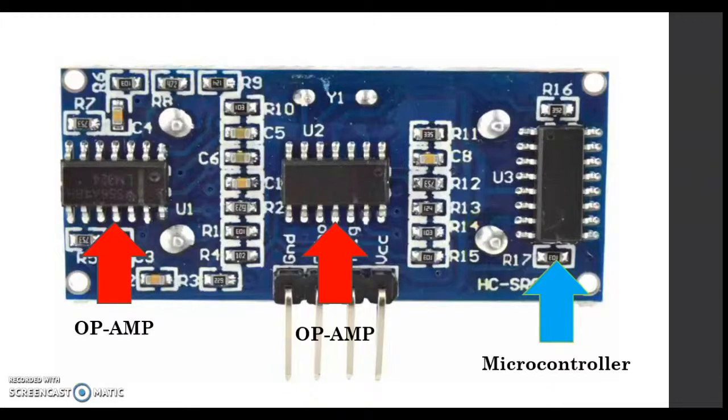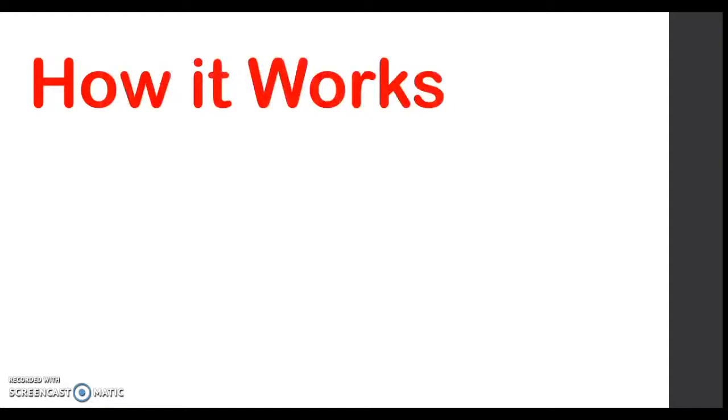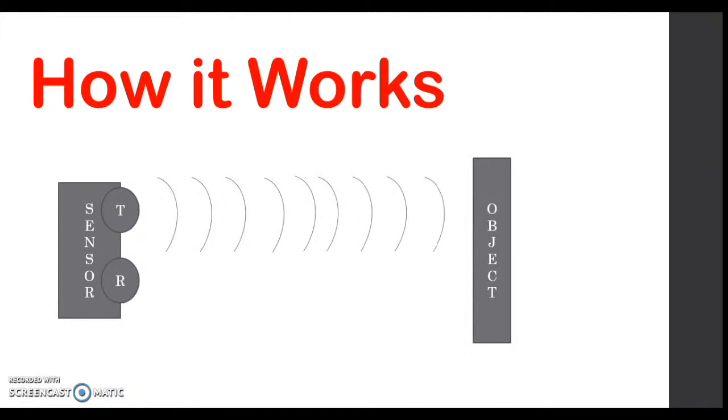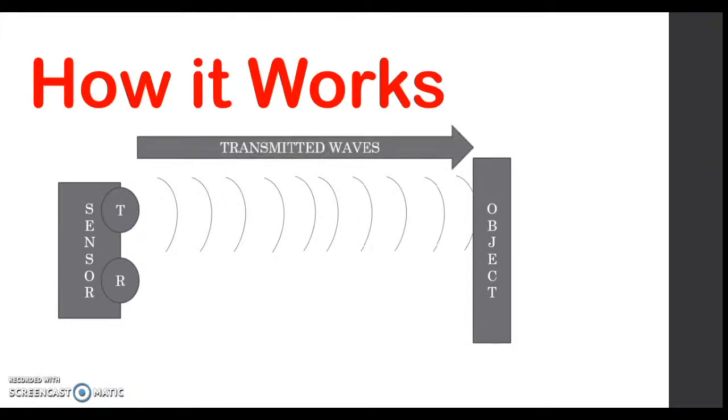Next is how it works. Now, we have a sensor which has a transmitter port and a receiver port, and we have an object. Now, our sensor transmits signals of ultrasound waves to the object. These are what we call transmitted waves. Once it hits an object, we know that ultrasonic waves function just like other waves.